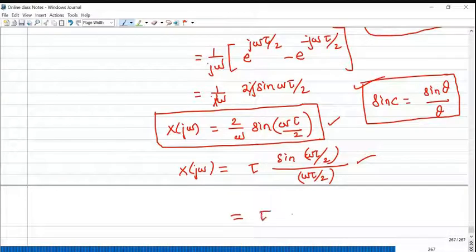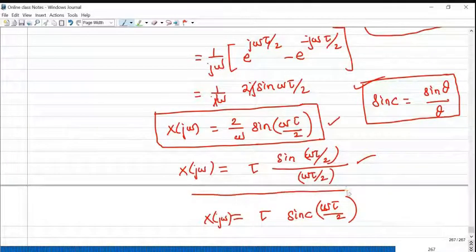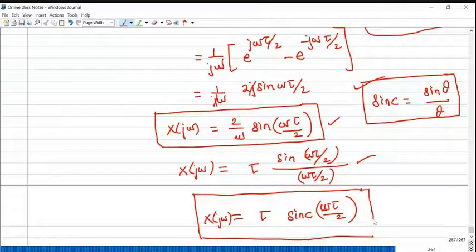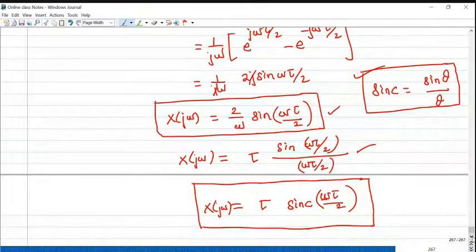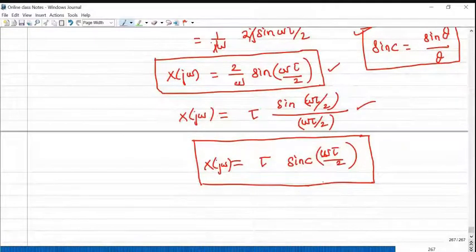So tau sinc function omega tau by 2. This is the Fourier transform of a rectangular pulse. Please remember this answer. This answer is very important. Using Fourier transform properties, we will solve some problems, and there we are going to directly write this answer. Fourier transform of a rectangular pulse, standard format: X of j omega equal to tau sinc function of omega tau by 2.